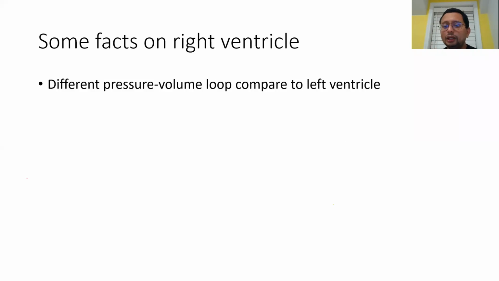Okay, that's one example. The other example of right-sided volume overload is someone with corrected tetralogy of Fallot. So the 4 components of tetralogy of Fallot, if you remember, are overriding of the aorta, ventricular septal defect, right ventricular outflow tract obstruction and right ventricular hypertrophy.